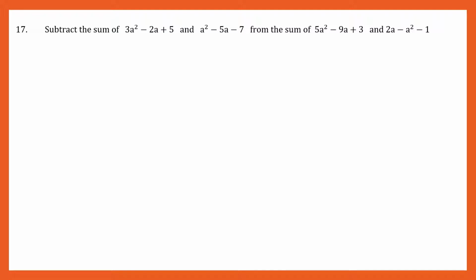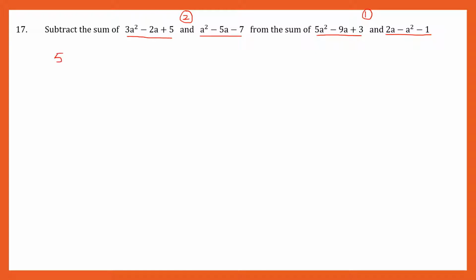Question 17. Subtract the sum of the first expression and the second expression. That means the sum of these two. Subtract the sum of these two from the sum of these two. Okay. So first we need to find the sum of these two expressions. Then find the sum of these two expressions and subtract the answers. So let's start with the first one.